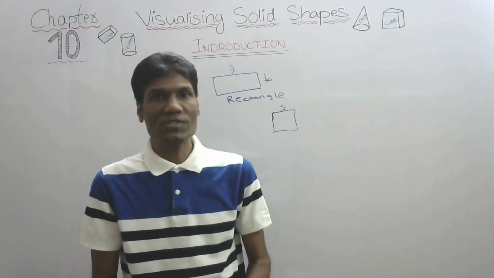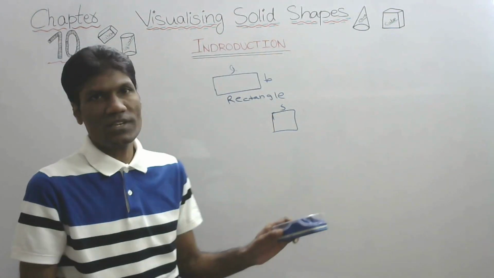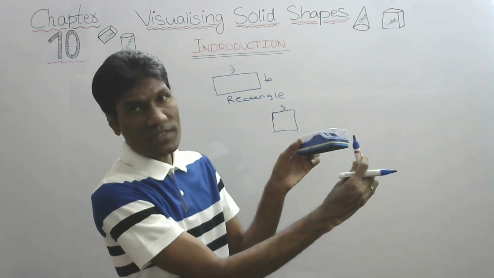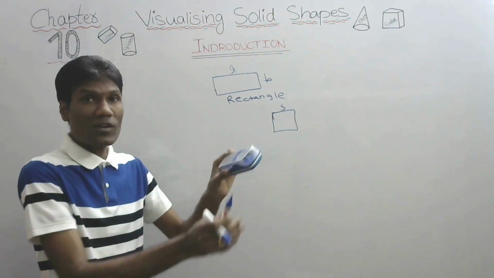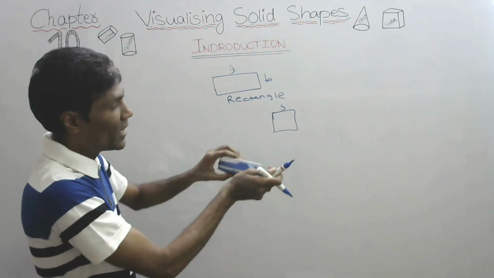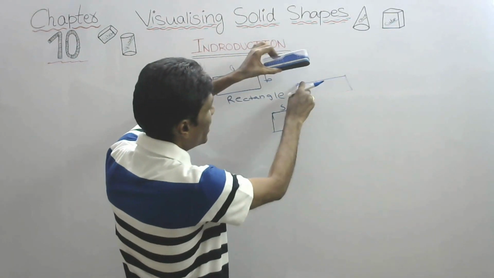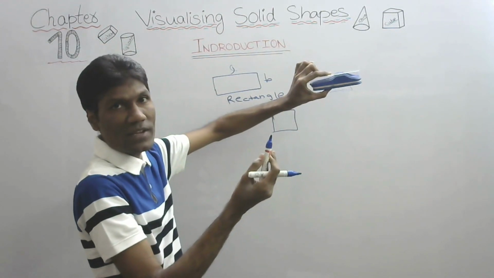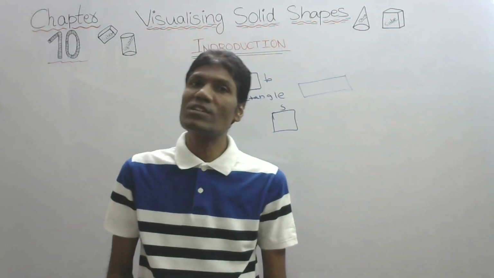Whereas there will be some shapes which are having three dimensions. Say for example, a duster. This is having length, this is having breadth, it is having height also. This cannot be directly drawn on the board. If you draw like this, what can we draw? We will get only one shape like this. What about this? Can we write it? No, that is not possible. Such figures are three-dimensional figures.